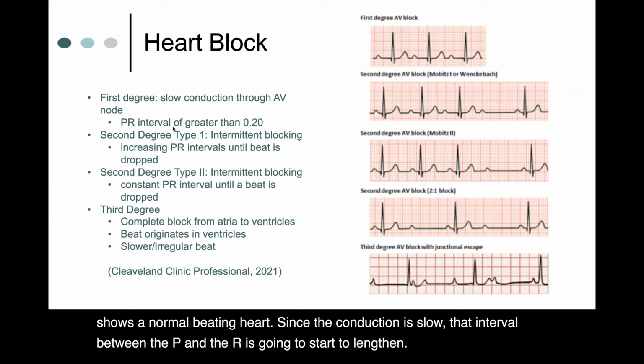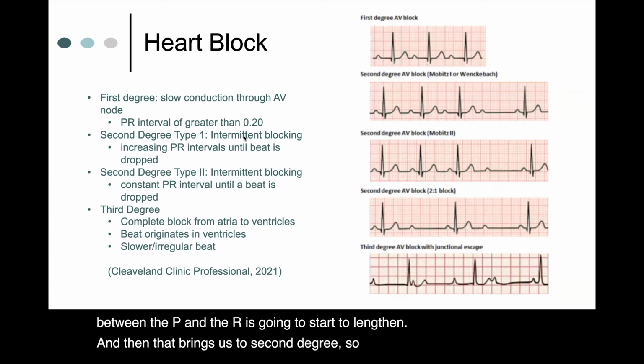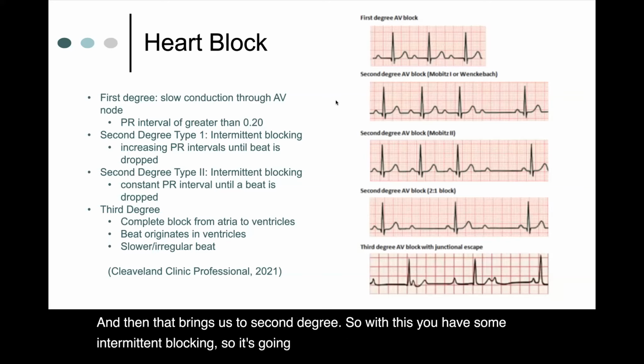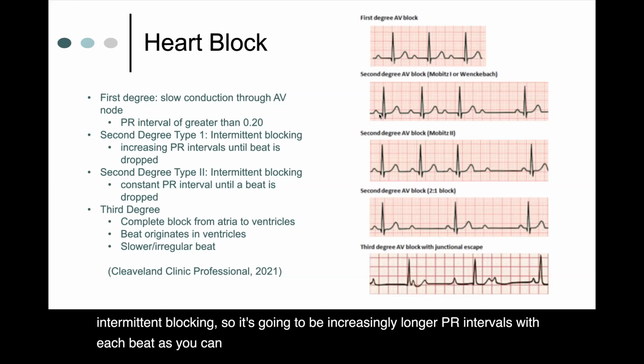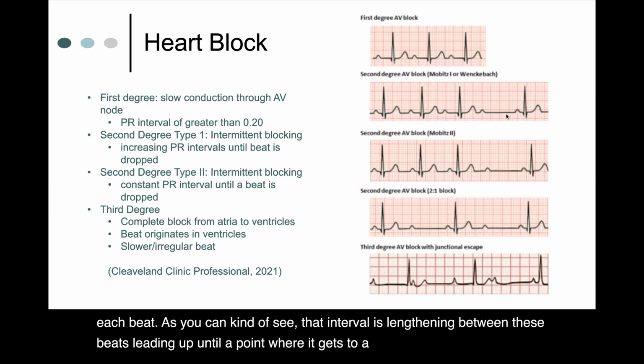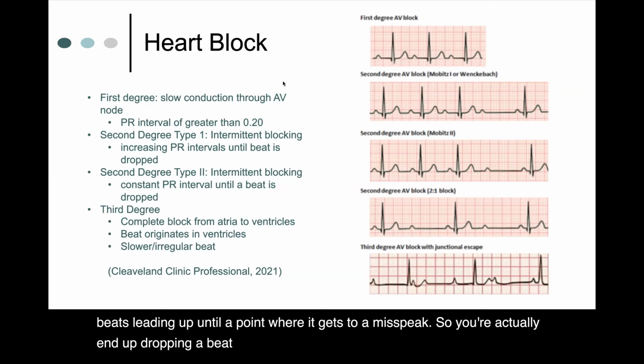And then that brings us to second degree. So with this, you have some intermittent blocking. So it's going to be increasingly longer PR intervals with each beat. As you can kind of see, that interval is lengthening between these beats, leading up until a point where it gets to a missed beat. So you're actually end up dropping a beat because of that conduction.